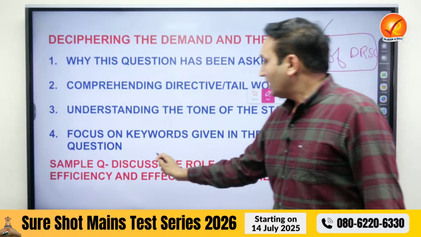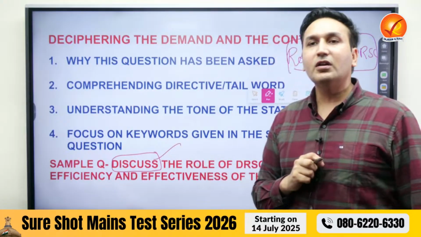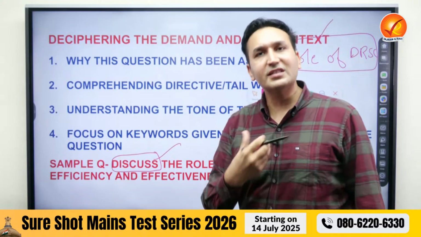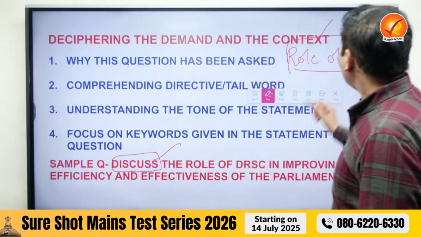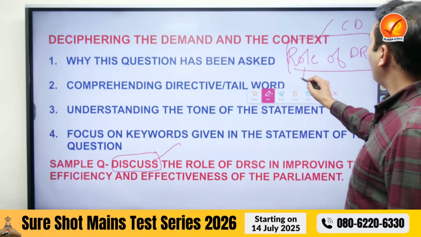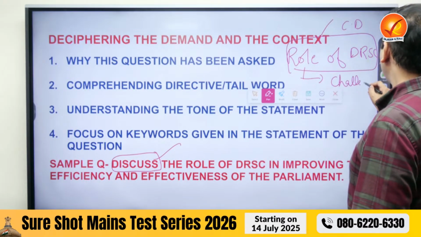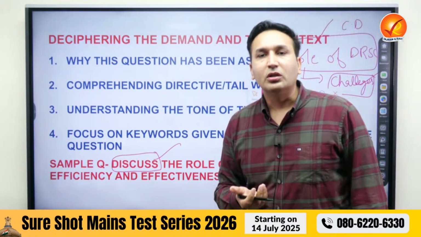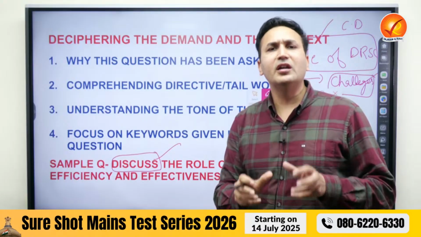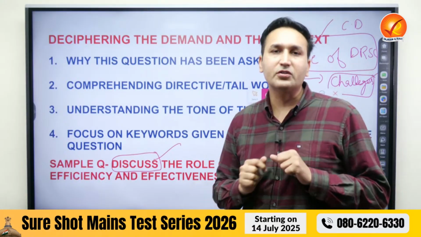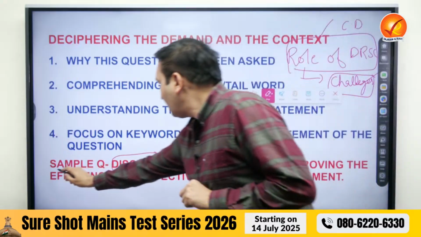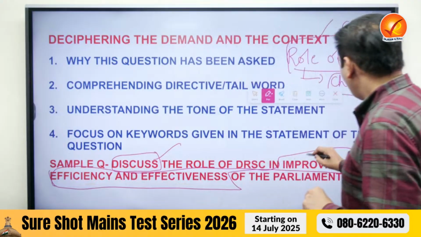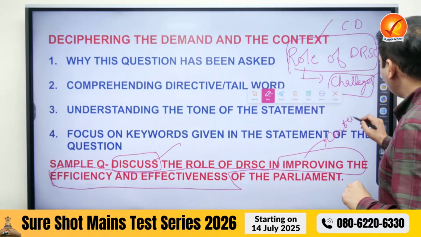But as the critical word, or as the directive word, is discuss, right? Discuss is both a critical directive word as well as a non-critical directive word or descriptive directive word. So this is the core demand, CD. Then after the role, you have to write challenges that DRSCs face in performing their role. And their role should be in the context of only and only improving the efficiency and effectiveness of the parliament. Now this is the context.